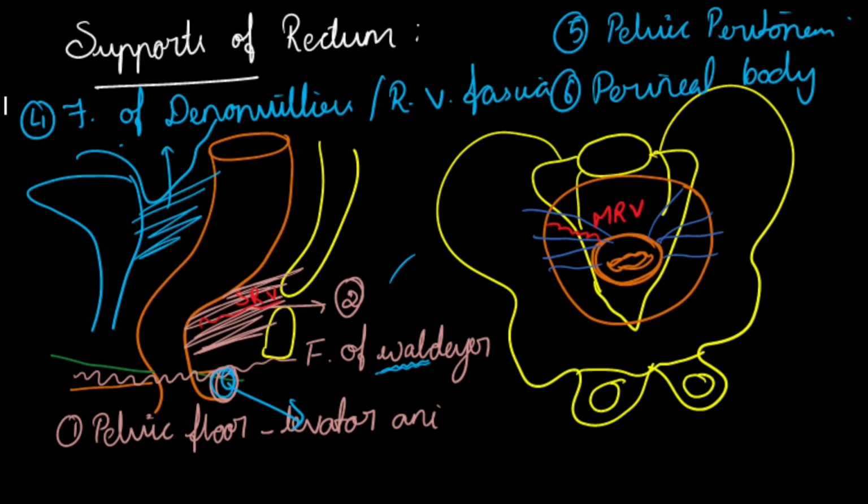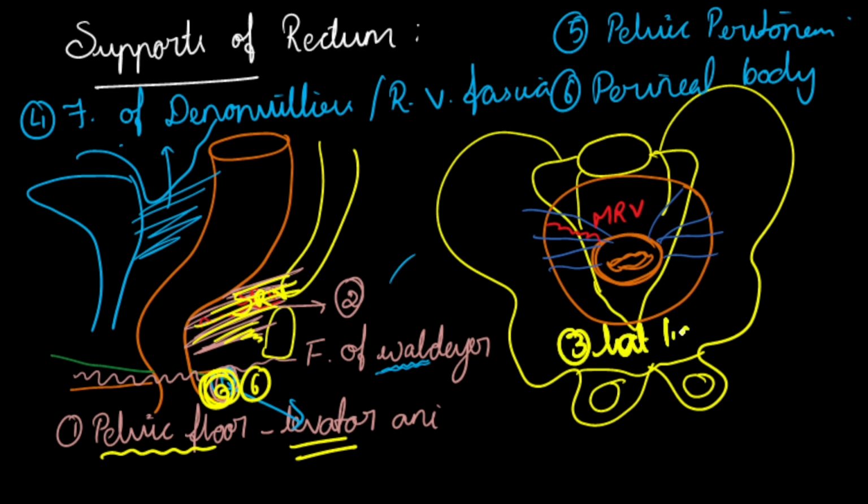So now regarding the supports of the rectum. First, the major support is through the pelvic floor, which is formed by the levator ani, and here the perineal body is also one of the major supports. Then comes the fascia of Waldeyer, which connects the rectum with the posterior wall, that is the sacrum, and it carries the superior rectal vessels. Next comes the third one, the lateral ligaments of the rectum. These connect the rectum to the posterior and lateral wall of the pelvis, and carry the middle rectal vessels.